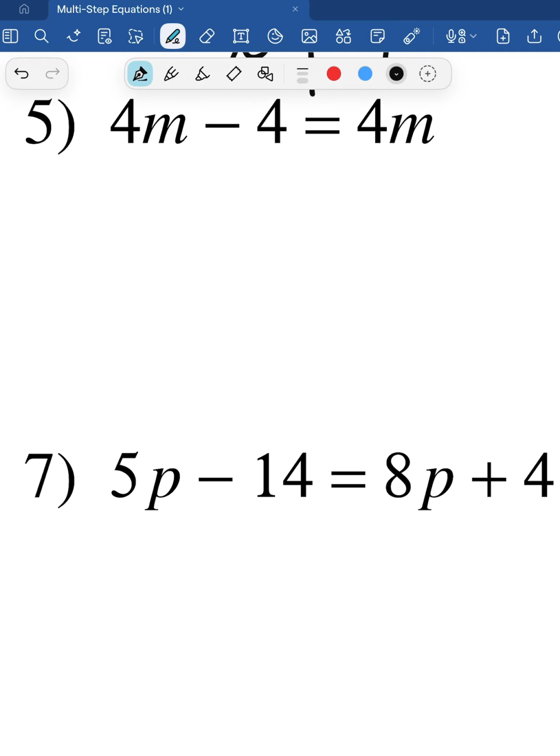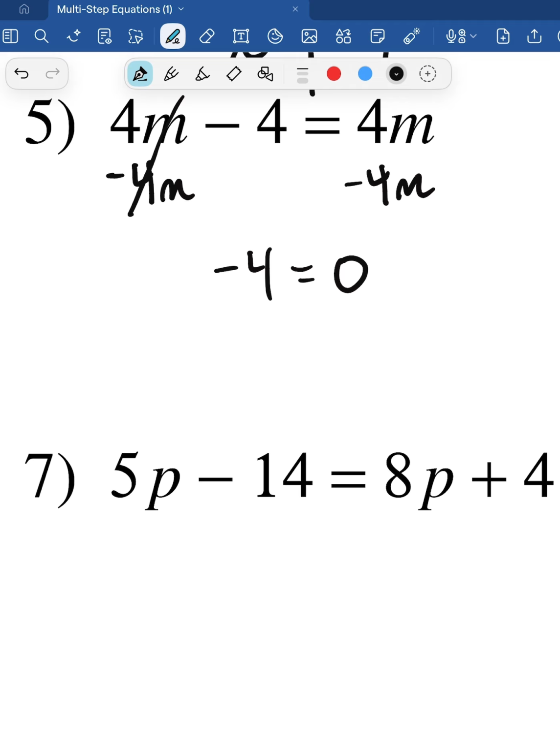Okay, so this one will be interesting, right? We have variables on both sides of the equation, but they're the same. So either way, if we try to choose the one on the left or choose the one on the right, we're going to end up subtracting 4m from both sides. They'll cross out here, and we get negative 4 equals 4m minus 4m is 0.